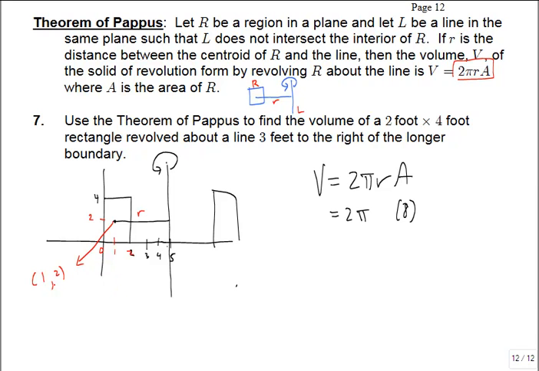So if I know that centroid, how far away is that centroid from my line? Well, this is a unit of 1 and this is a unit of 3, so that makes this radius 4 units. So I do know r, which means 2 times 4 is 8, 8 times 8 is 64, so this volume is just 64 pi. And I didn't have to draw any discs, washers, or shells to find that volume. So it's a really quick, easy way to find a volume, assuming that you can find the centroid.